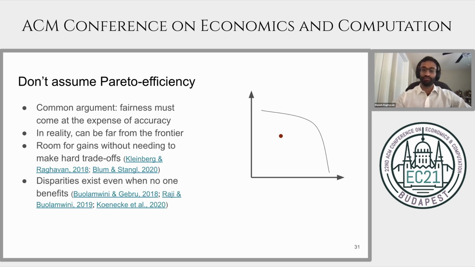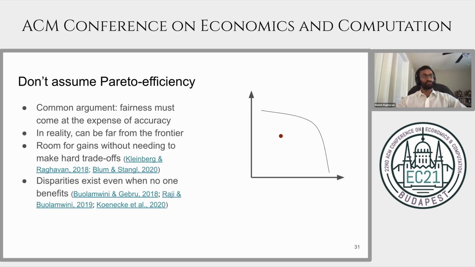For instance, if our notion of accuracy is misspecified in the first place, if we're evaluating a system based on biased data, trying to obtain less biased data might actually be good for both fairness, but also accuracy, given that we now have a better measure of accuracy.